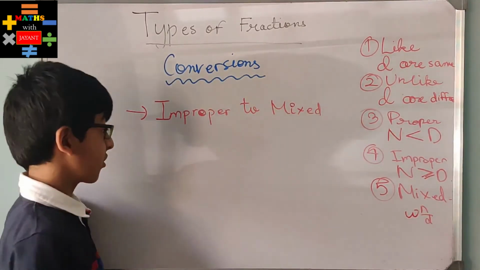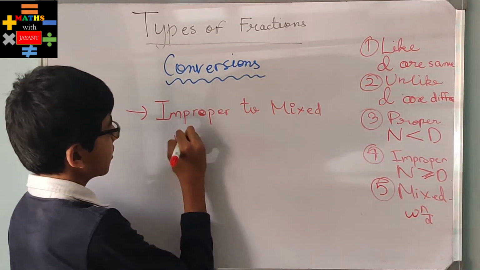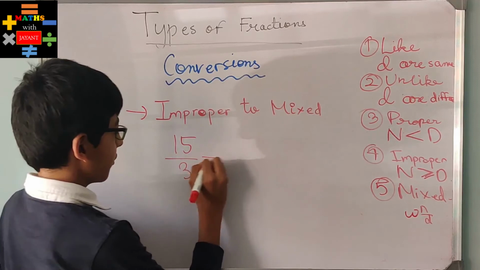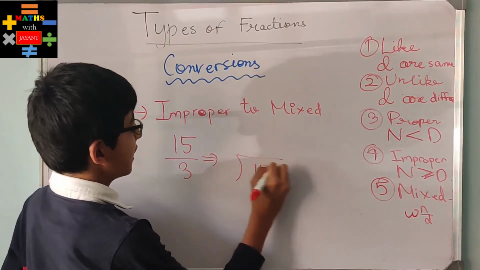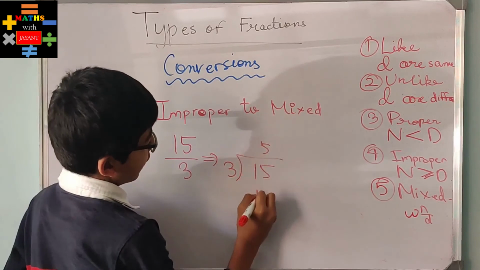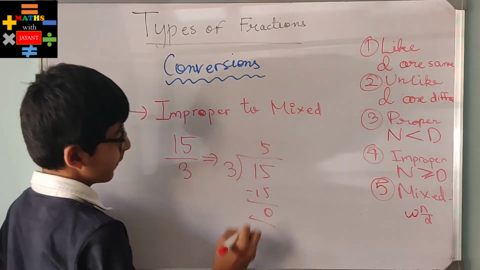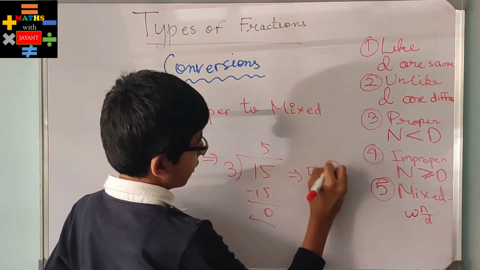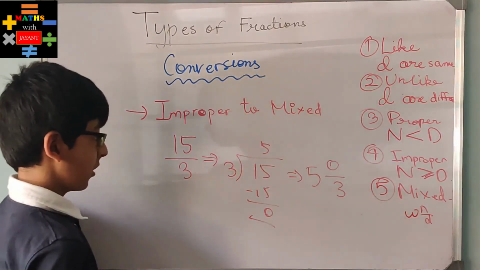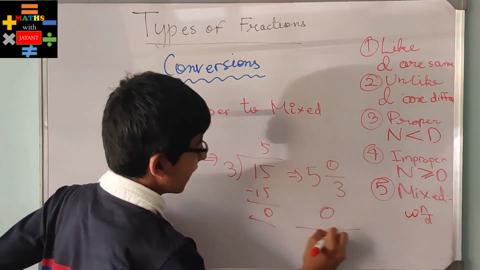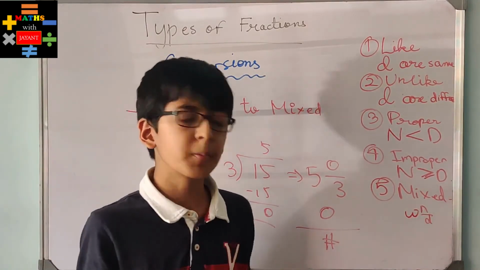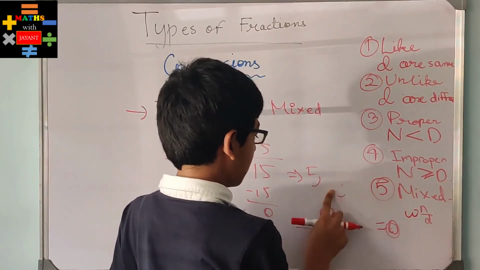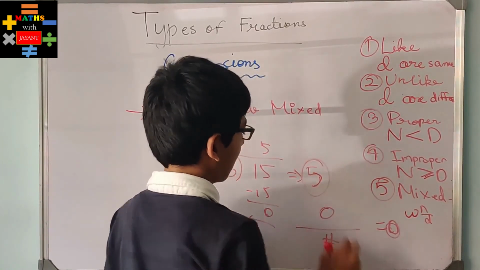So let us take 15 by 3. We'll do 15 divided by 3. So 3 5s are 15. We subtract and we get a 0. This should be the whole number part. This is the numerator and this is the denominator. Now look at this. 0 by any number below, however big it is, its value is going to be 0 itself. So we don't need to write this part. So 15 by 3 just comes out as 5.